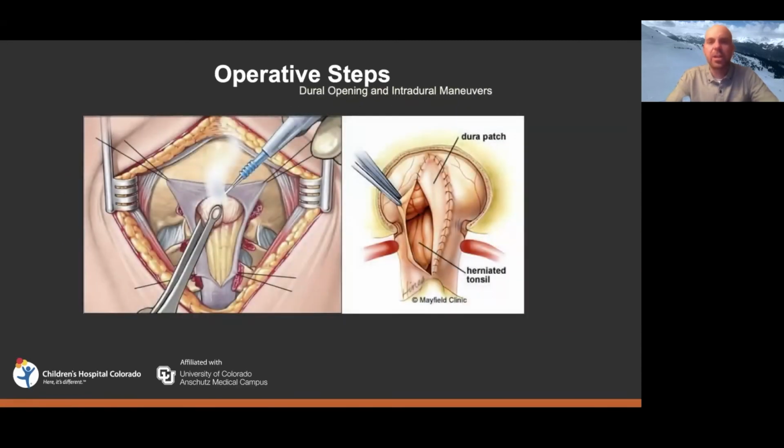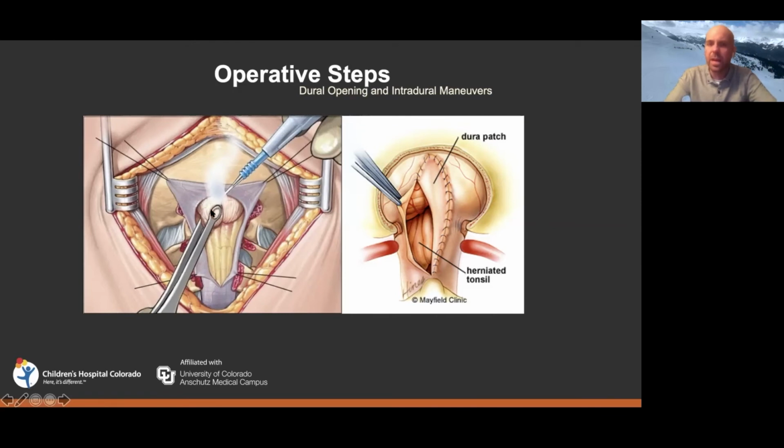And then these schematics are kind of funny, but they're the best that I had. So this is meant to be the dura open, propped open. This is the cervical spinal cord. This is getting up towards the fourth ventricle, and the obex would be somewhere in here. And this is somebody, I think, resecting a tonsil.